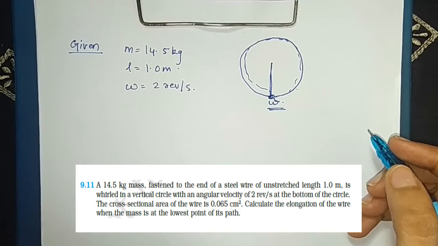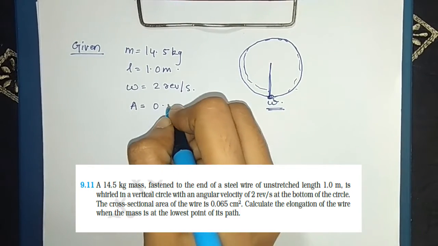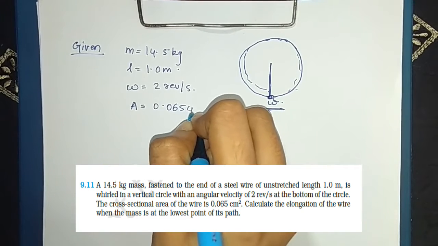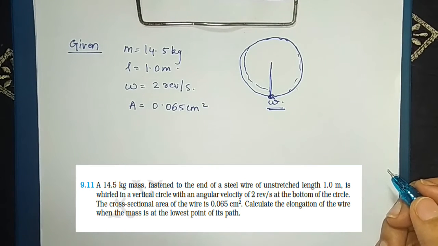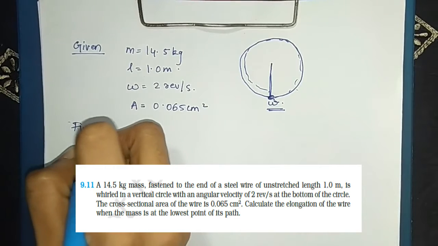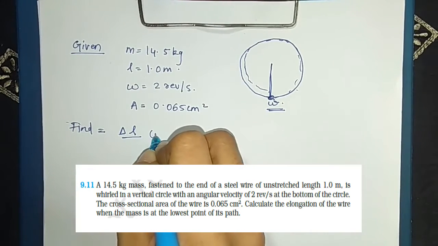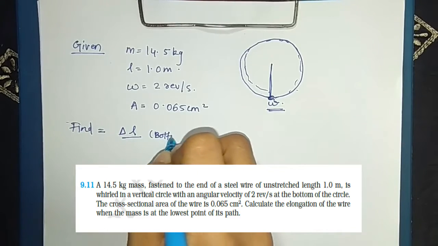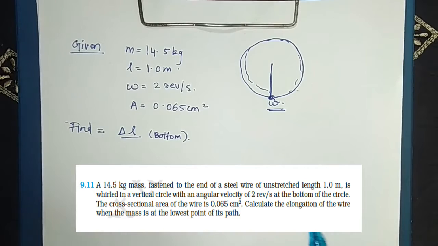Next is the cross-sectional area of the wire. So the area of the wire is given as 0.065 centimeter square. Calculate the elongation of the wire when the mass is at the lowest point of its path. So what we have to find is the elongation, that is delta L, when it is at the bottom. At the bottom of the circle, what will be the elongation of the wire?